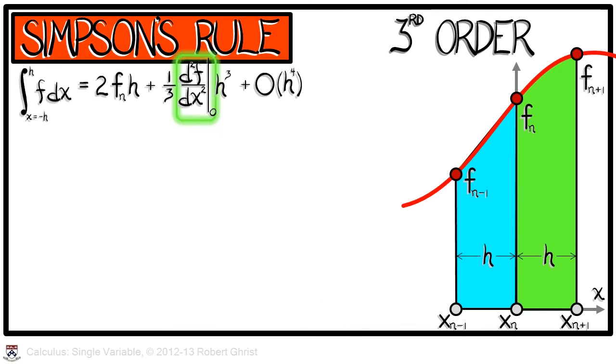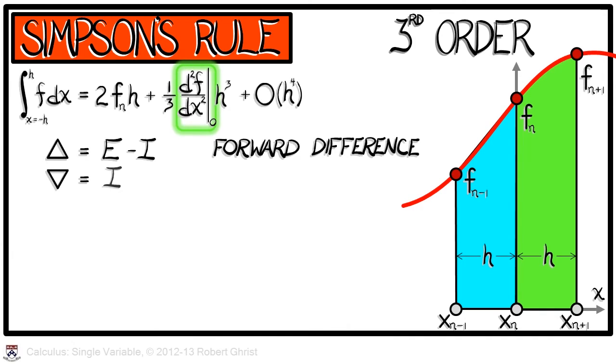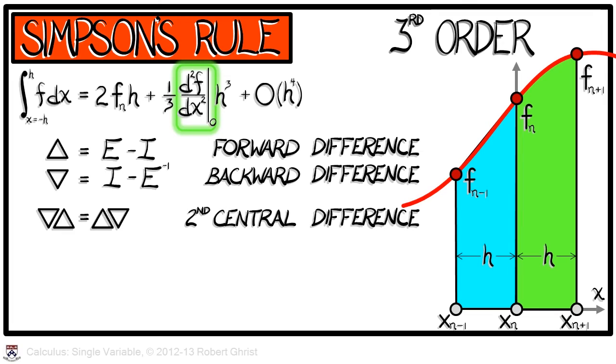Well, this requires remembering a few things from discrete calculus. First of all, we write the forward and the backward differences in terms of operators, the shift operator E and the identity operator I. When you don't have the ability to move 2 steps in front or behind, the proper way to estimate a second derivative is to use the second central difference. This is the forward difference of the backward difference, or the backward difference of the forward difference. It doesn't matter.